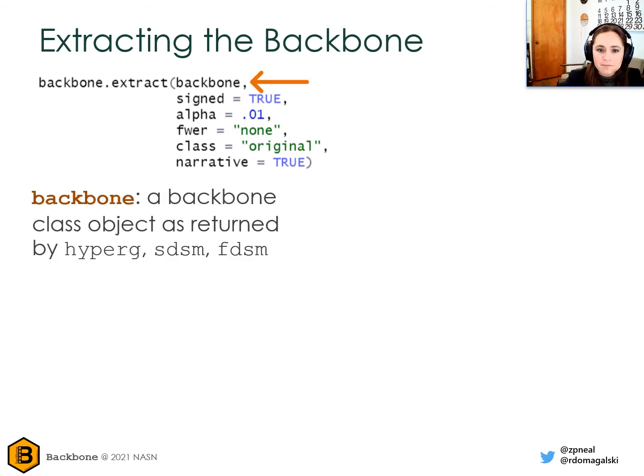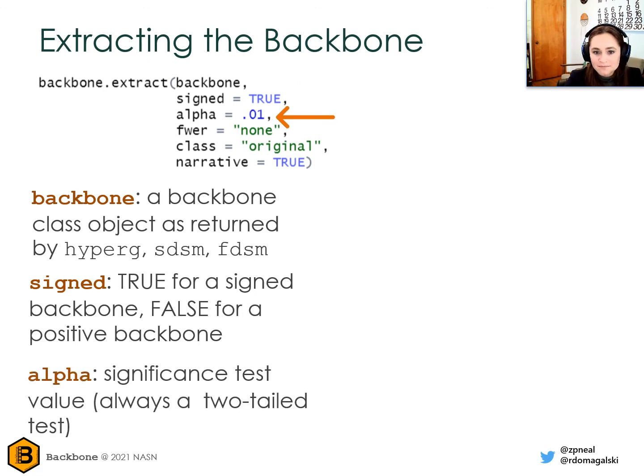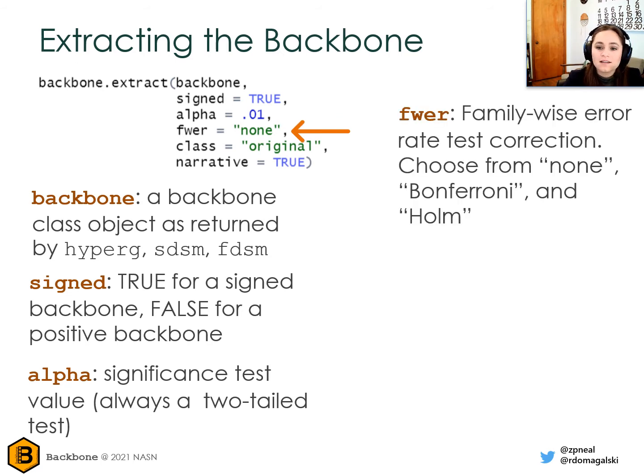The first thing you do is plug in your backbone object that you got from either hypergeometric, SDSM, or FDSM. You can then choose if you want to get back a signed or positive network. You can pick the significance test value, and this will always be a two-tailed test. You can choose whether you want to apply family-wise error rate test correction. And our options here are Bonferroni test correction and Holm-Bonferroni test correction.